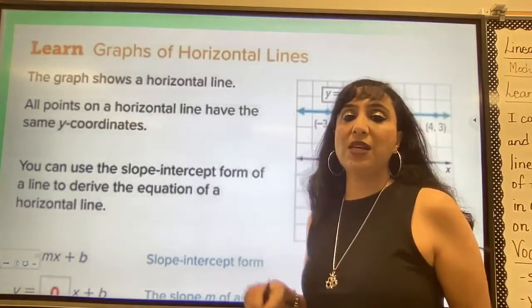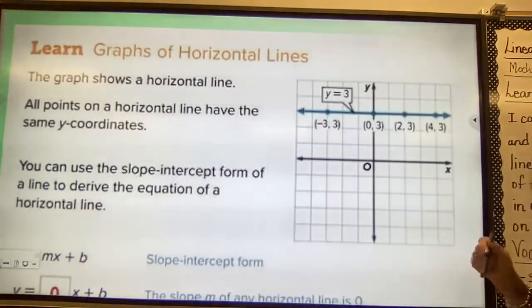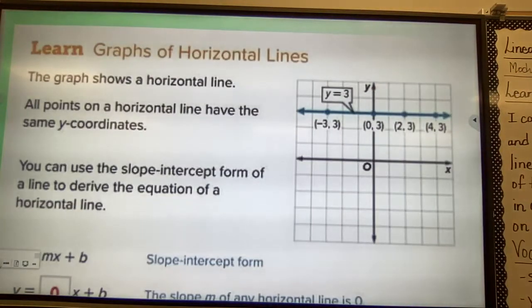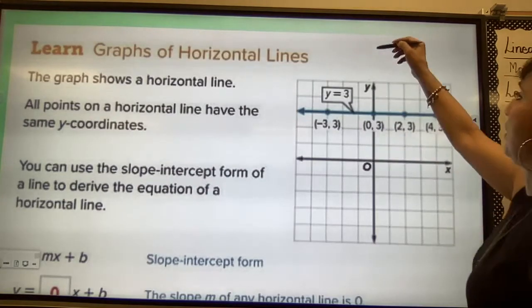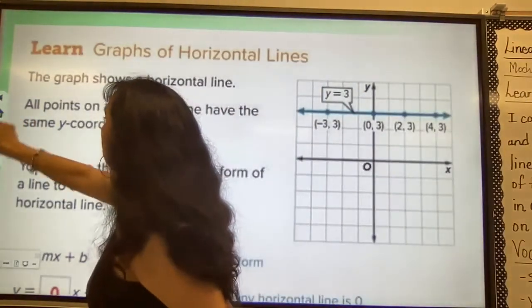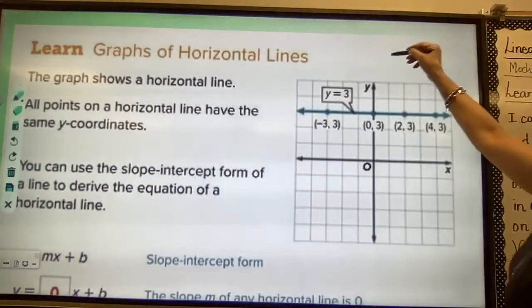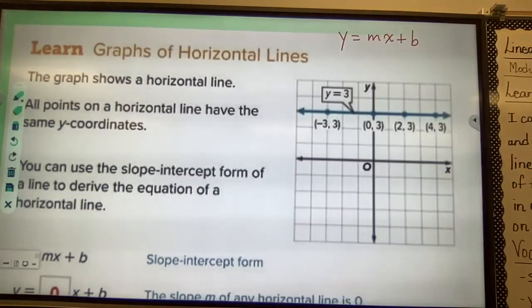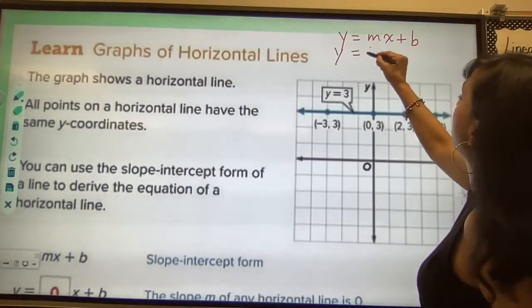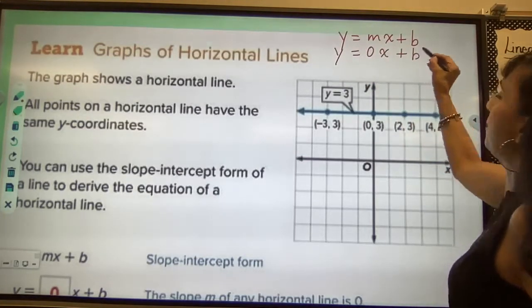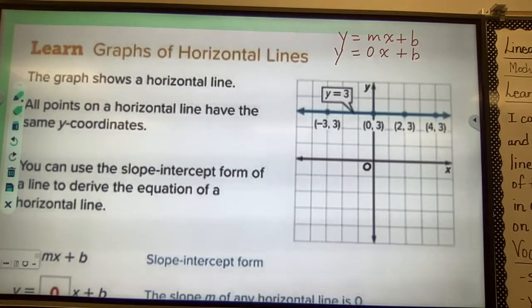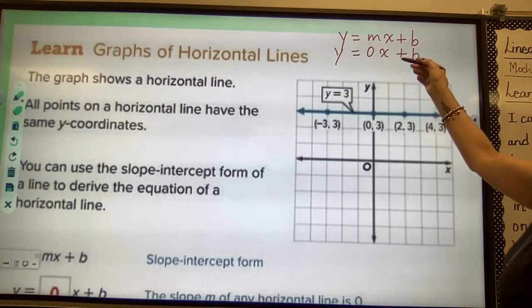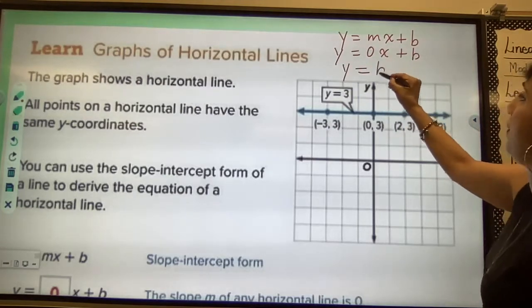And you can use the slope intercept form of the line to derive the equation of a horizontal line. So what is the slope intercept form? The slope intercept form is y is equal to mx plus b, right? And so what is your slope going to be here? There's no slope. So y is equal to 0x plus b. What is anything times 0? Is going to be 0. What is 0 plus b? So y is equal to b.